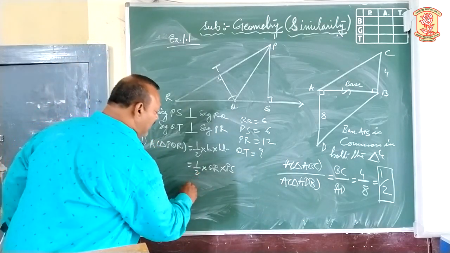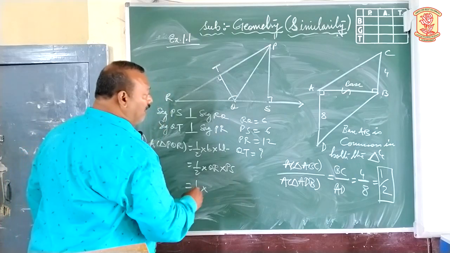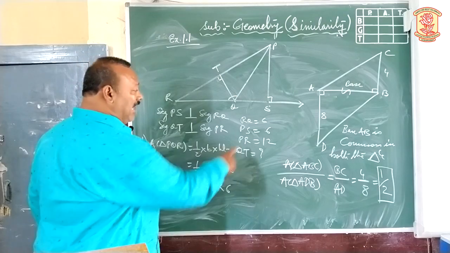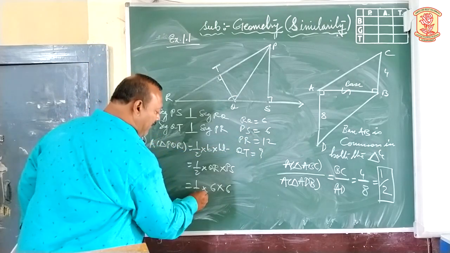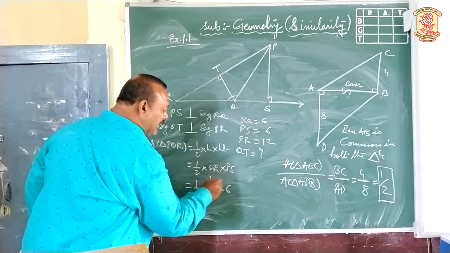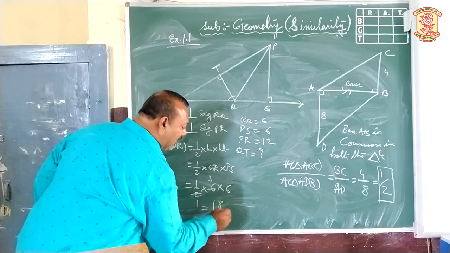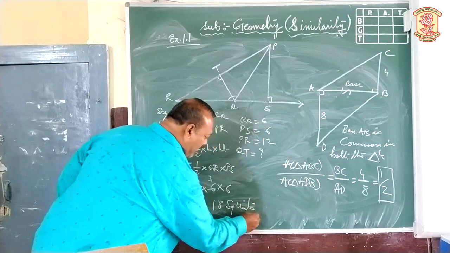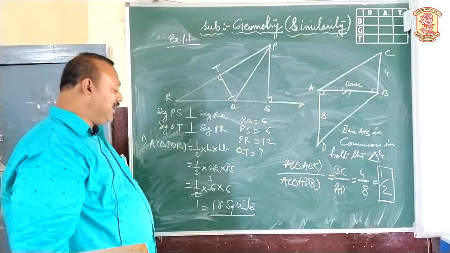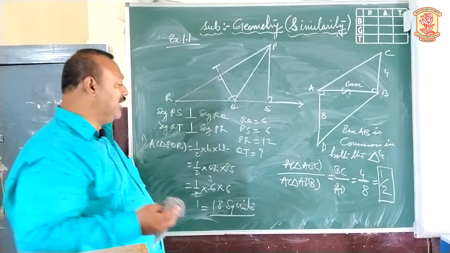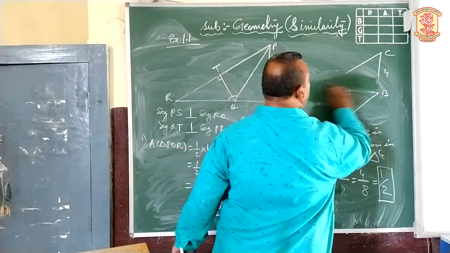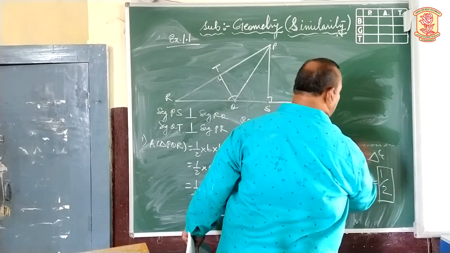Now, to calculate the area, half into QR. What is the value of QR? 6. The value of PS is also 6. QR is 6, PS is 6. Now bring it to the reduced form. 2 1s are 2, 3s are 3, 6s are 18. Area is always calculated in square units. Therefore, the area of the triangle comes to be 18 square units. Now we have to continue further by taking the area of the triangle.